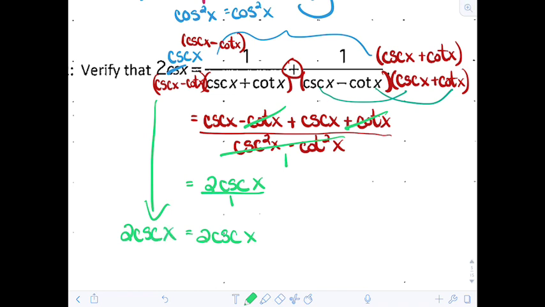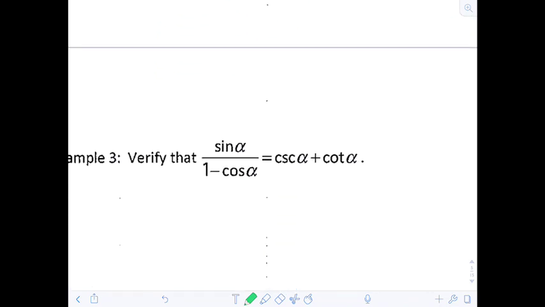Just takes practice. This was using the conjugate to try to get to one of these identities and make some substitutions. Okay, let's look at the next one.